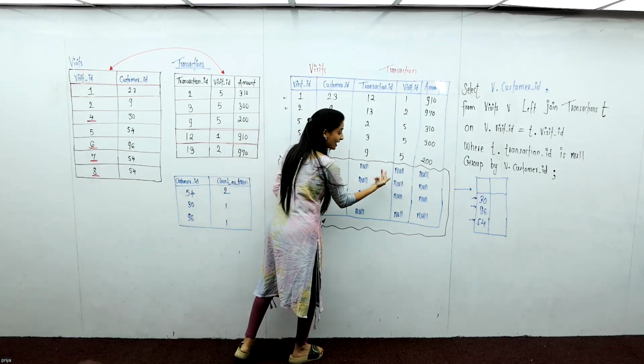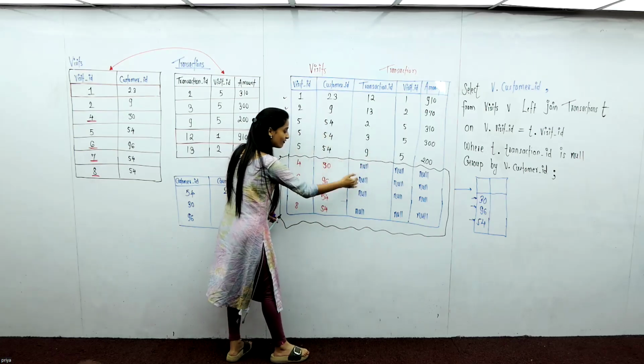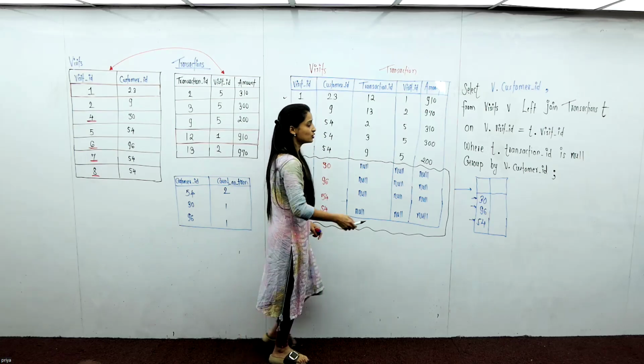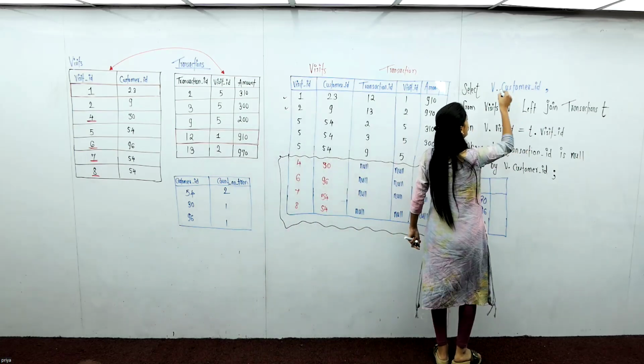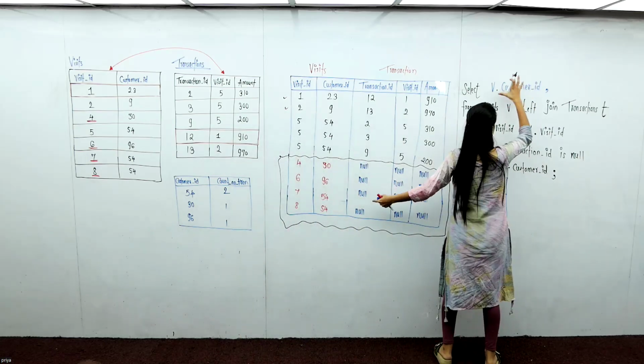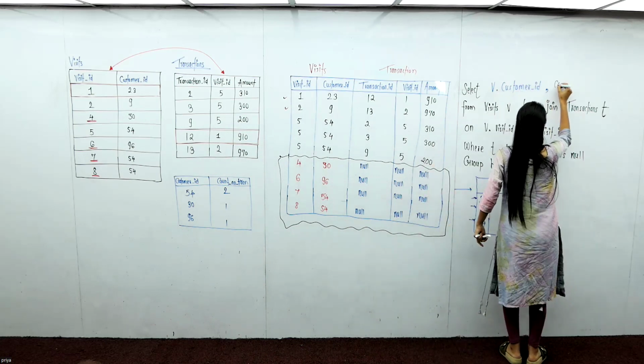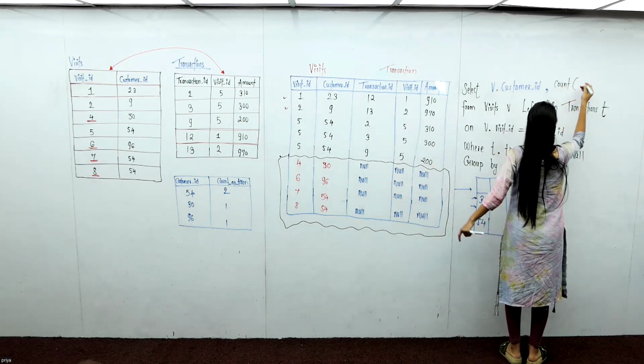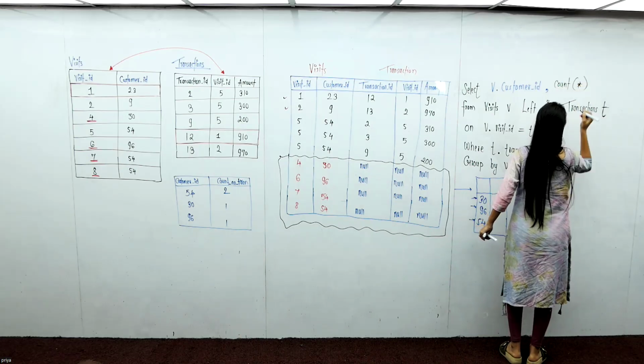Wherever transaction ID is null. So here we have made a group. From this group, you return customer ID and you return count of whichever column you want, or you can give asterisk.